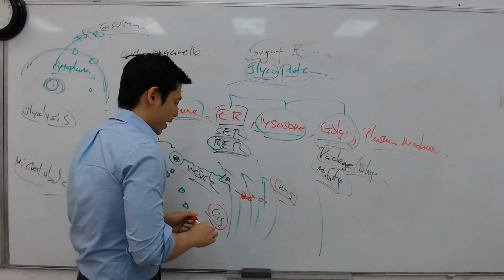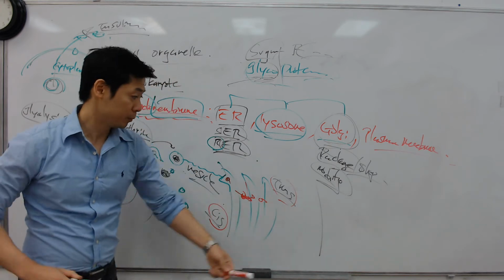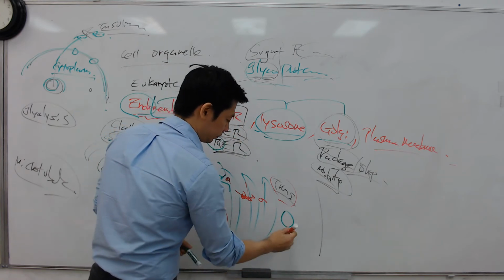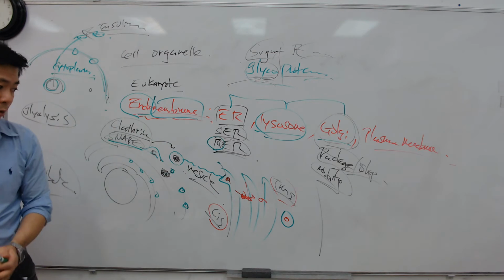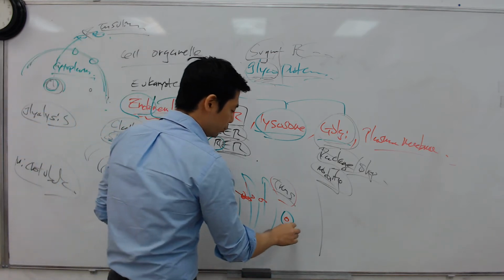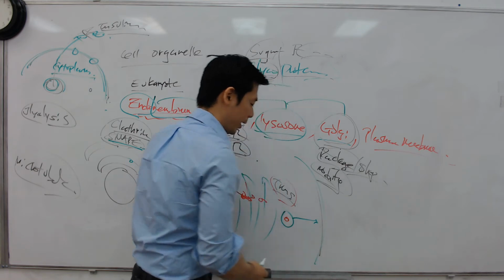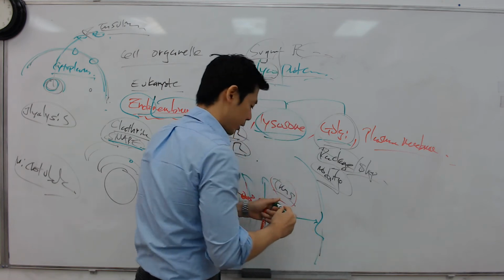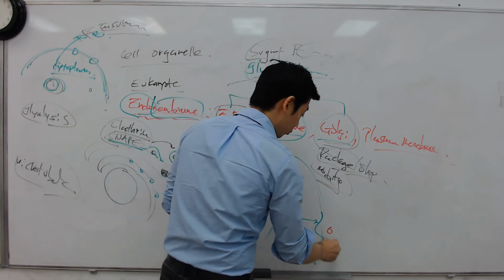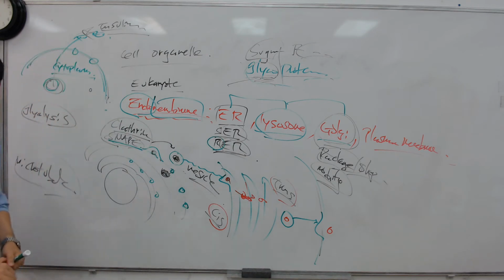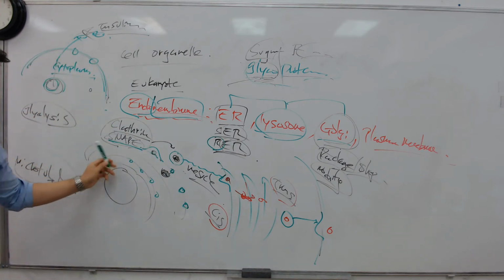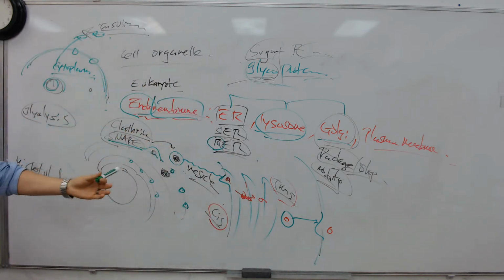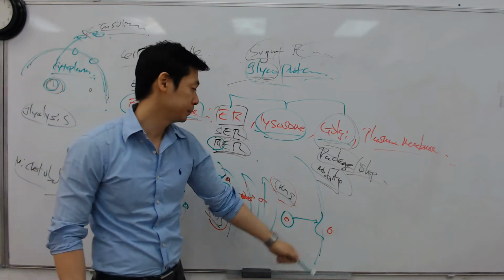So once they're nicely all packaged up, and what happens, guys? Same thing. They'll bud off from the trans portion of the Golgi apparatus, and it comes out. Now they're ready to be shipped out. This vesicle will now move to the plasma membrane, and the vesicle will fuse with the cell membrane and go out. That's called exocytosis. So this entire process is what they call the endomembrane system process of exocytosis, okay?